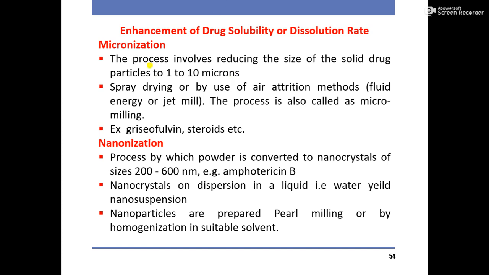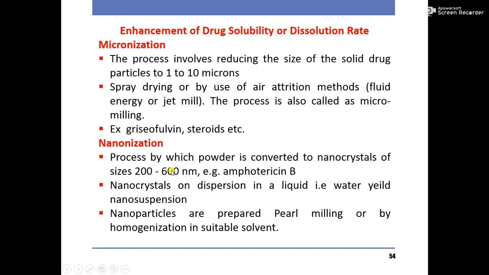The first one is micronization. What is micronization? Micronization is the process which involves reducing the size of the solid drug particle to 1 to 10 microns. For micronization, spray drying or air attrition methods, fluid energy or jet mill is used. This process is also called micromilling.